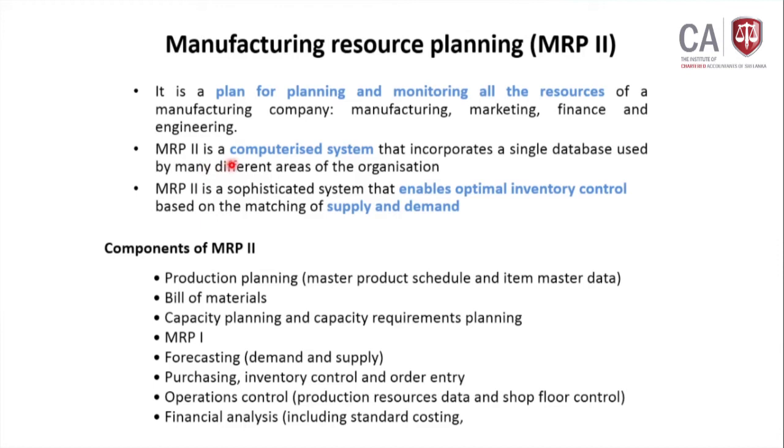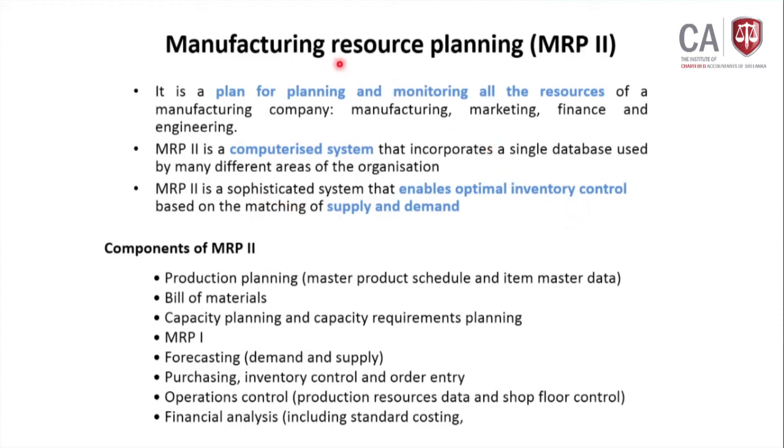MRP 2 is a computerized system that incorporates a single database used by many different areas of the organization. It is a sophisticated system that enables optimal inventory control. The inventory required for the production will be optimized here. They will provide the requirement to the production line based on supply and demand, and based on that they will be developing this inventory and keeping these inventories in hand.